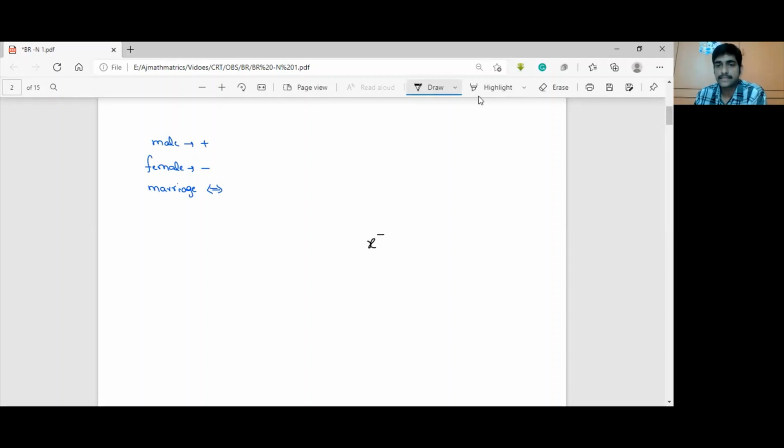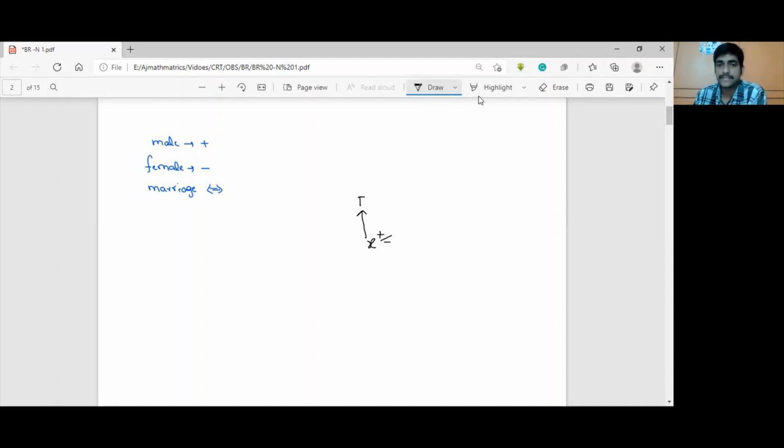Now I'm taking X as plus because X is a male member, and we can also take X as minus, that is a female. So X is plus if X is male, and X is minus if X is female. Now if we write anything above this X, what does it mean? It means that alphabet is one generation above X.